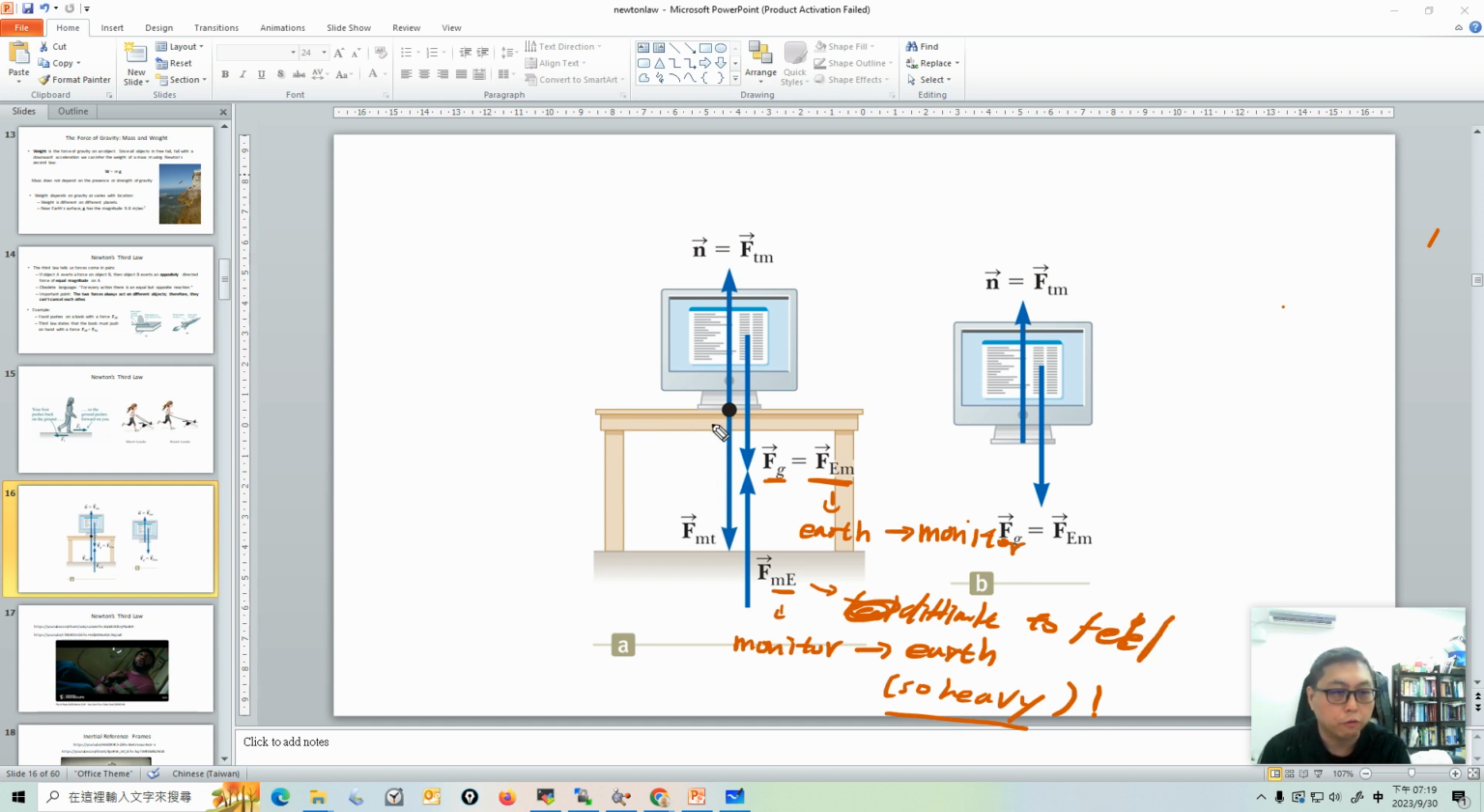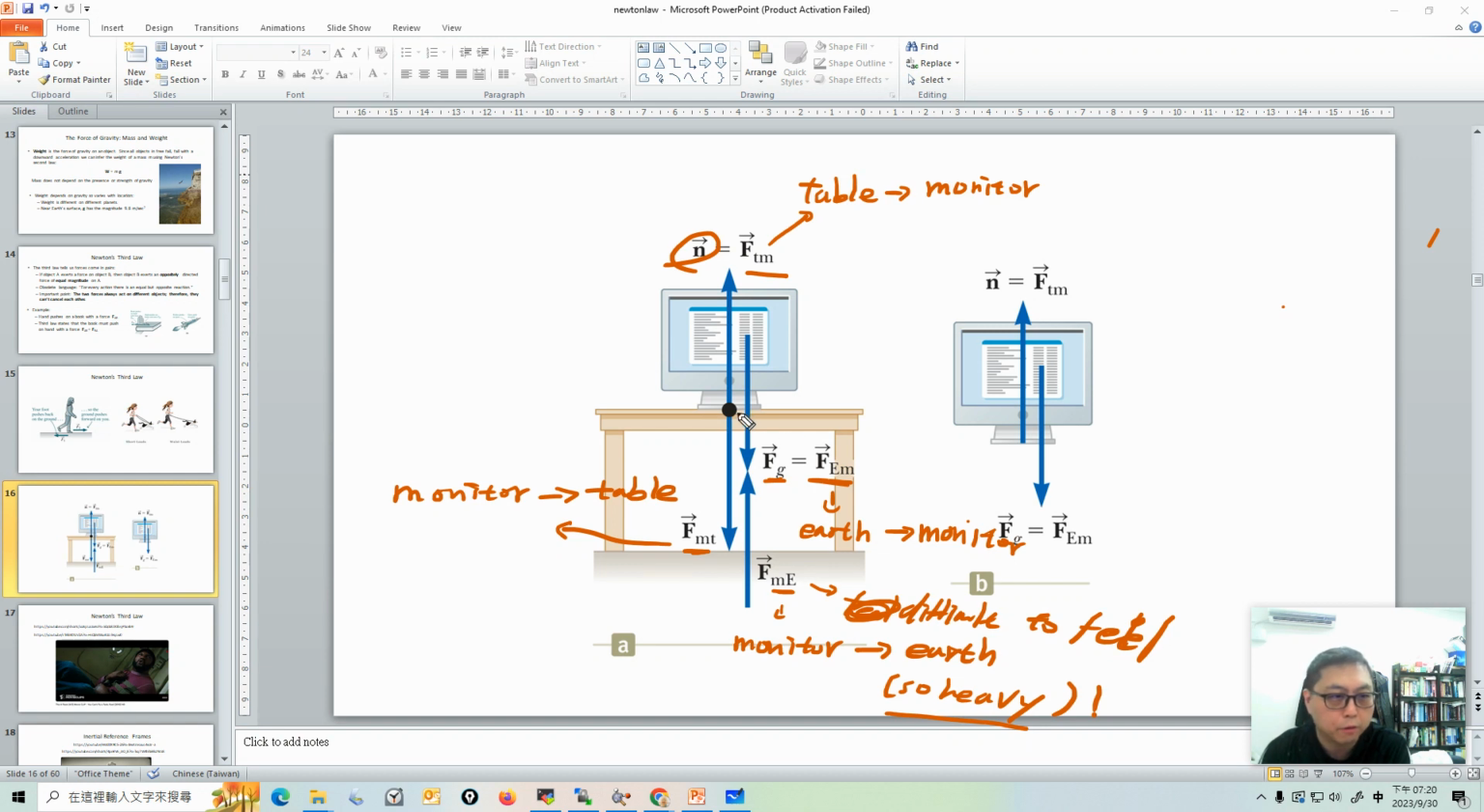For this system, we also have the normal force. Like I said, when you put an object on a surface, there is a normal force pushing back, otherwise the object would keep sinking. You write it as F_TM, which means table to monitor. This force also has an action-reaction pair, called F_MT, which means the monitor also exerts a force on the table.